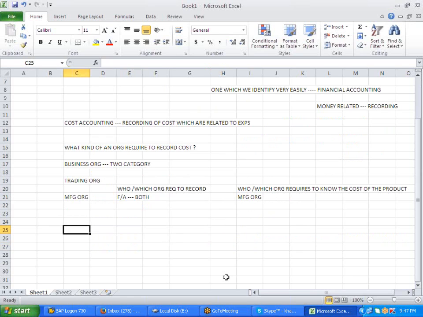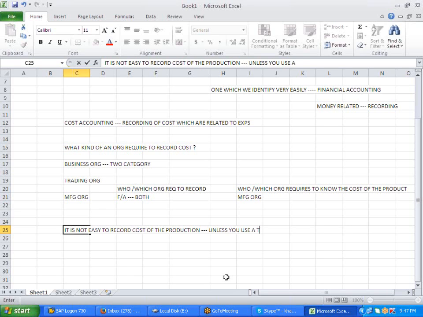Now if I put one verse over here, I'll put it like this: it is not easy to record the cost of the production unless you use a technique called cost accounting.